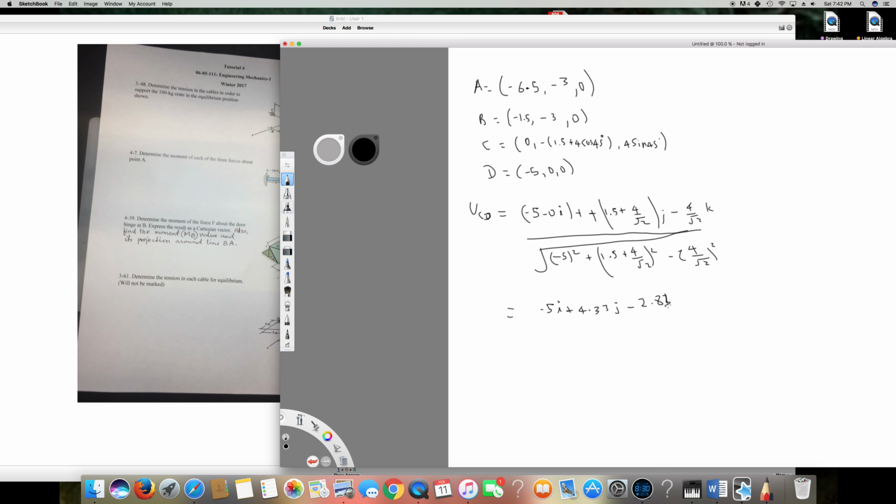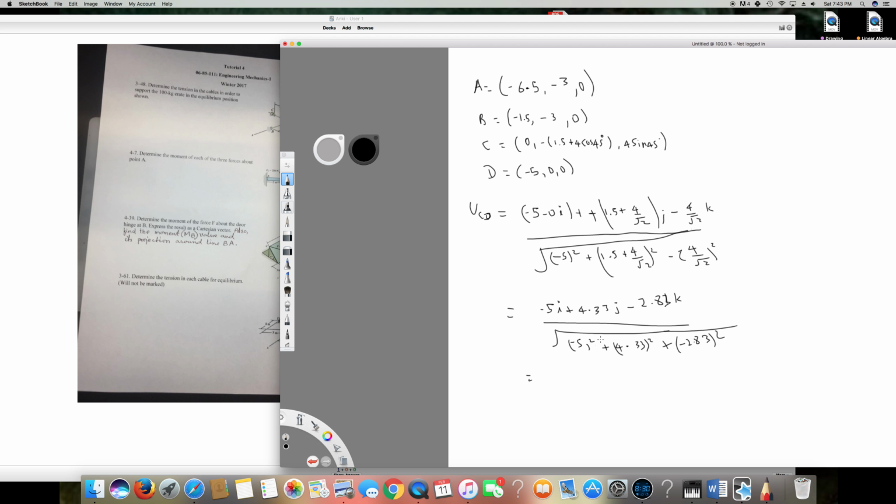Now what I have to do is simply square these numbers. Minus 5 squared plus 4.33 squared plus, actually it's minus 2.83, but if I square the minus it's going to become plus. So if I square those numbers, it's going to become 5 squared plus 4.33 squared plus 2.83 squared.